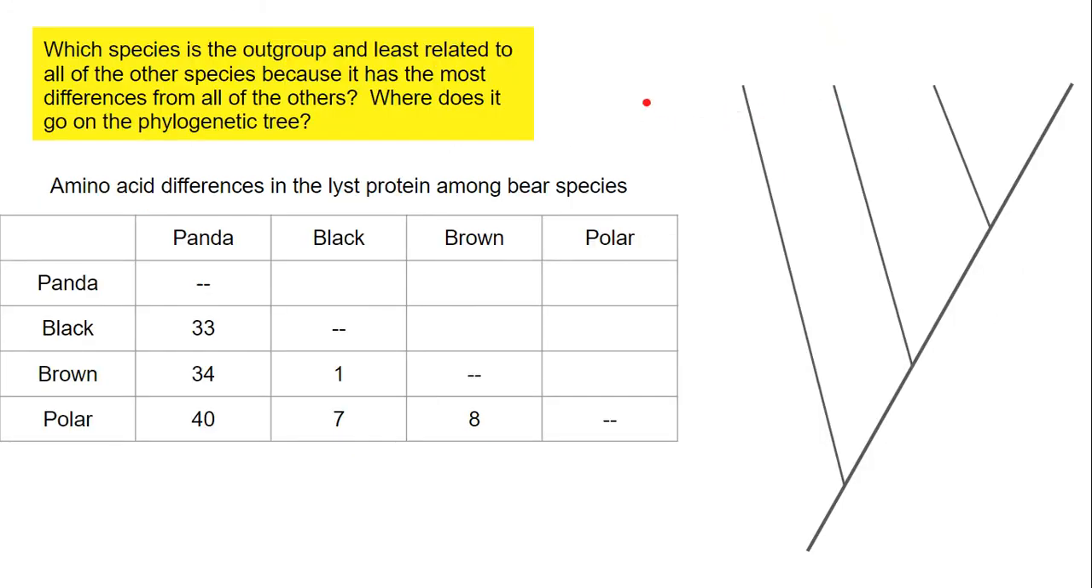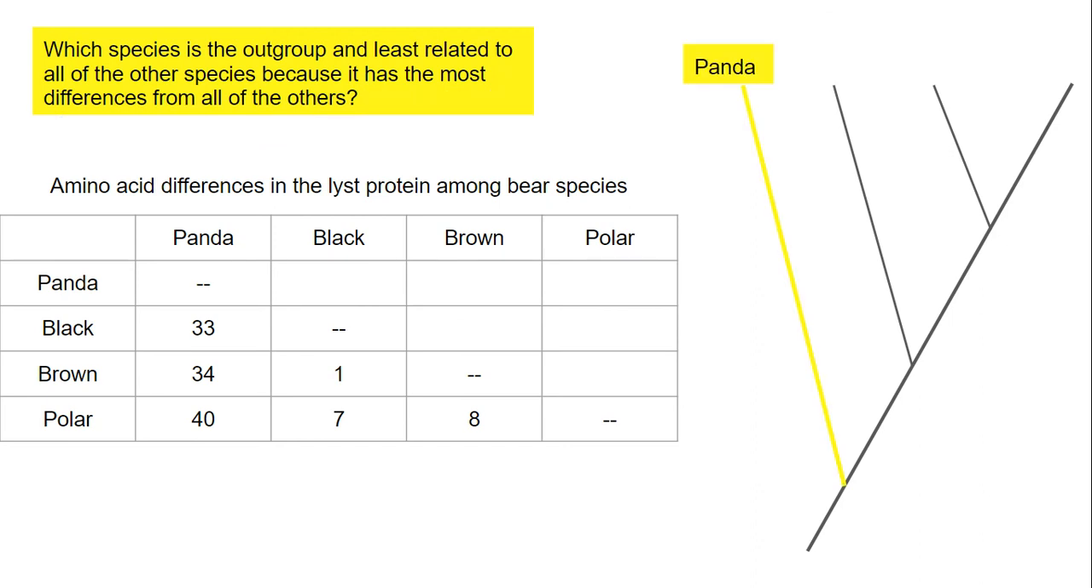Okay, last one. Which species is the outgroup and least related to all of the other species because it has the most differences from all of the others? And then where does it go on the phylogenetic tree? Panda would go there, because panda has all big numbers in this chart. It has the most differences from everybody else.